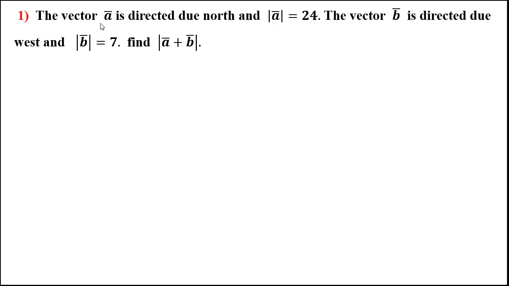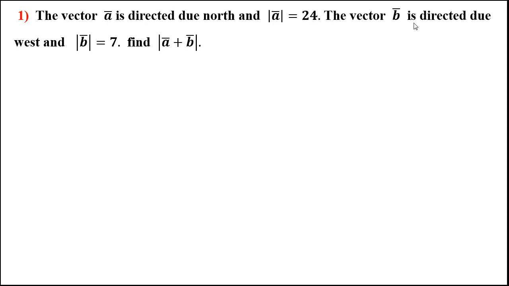The vector a bar, I am reading one question. The vector a bar is directed due north. म्हणजे a bar हा नॉर्थ डायरेक्शनने, उत्तरेकडच्या दिशेने डायरेक्शन असणारा व्हेक्टर आहे. And magnitude of a bar is 24.